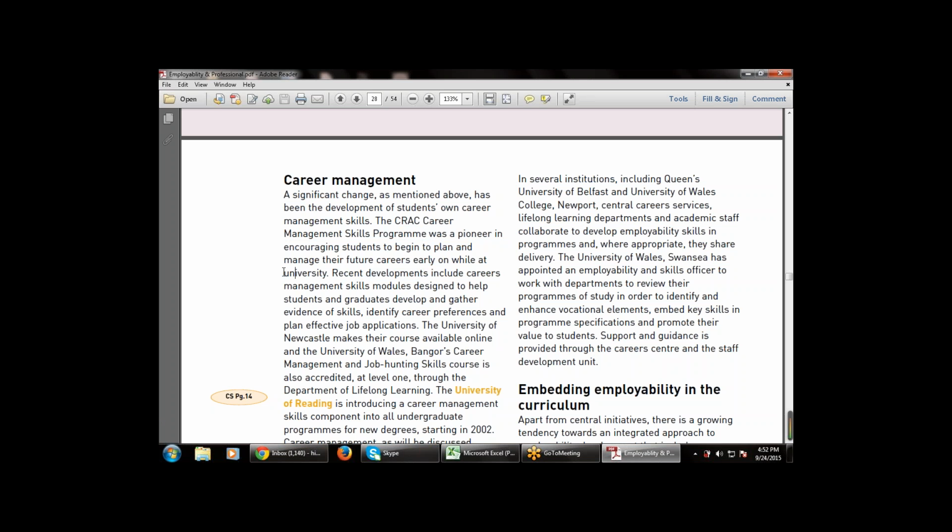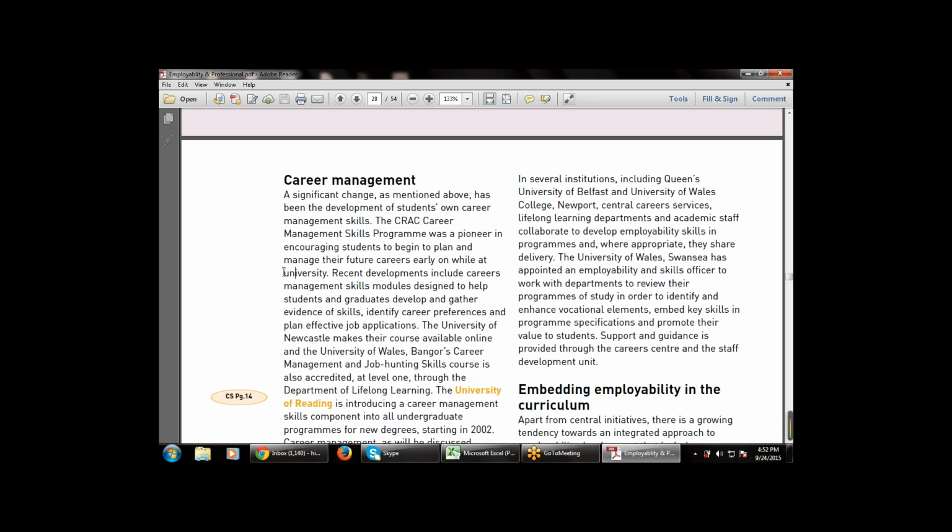What are the various management learning techniques used with graduates and undergraduates that help to develop and gather evidence of skills, identify career preferences, and plan effective job applications? The University of Newcastle makes its course available online, and at the University of Wales, Bangor, a career management technique is used with the job hunting skills course, which is also an accredited course at level 1 through the Department of Lifelong Learning.